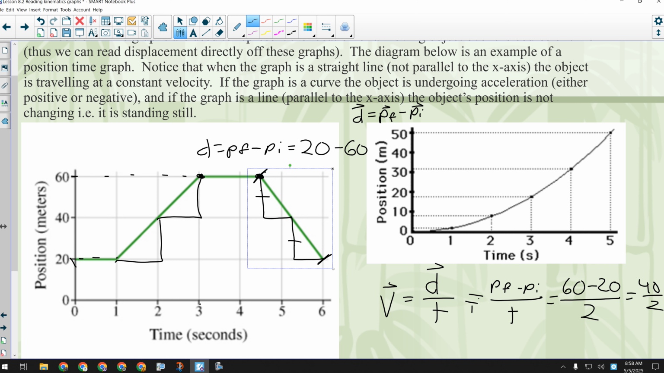Okay, these are the kinds of interpretations I want you to be able to make on a graph. To be able to look at this graph and go, not moving, moving at a constant velocity forward, not moving, moving at a constant velocity backward. Okay, be able to look at a graph and interpret that.